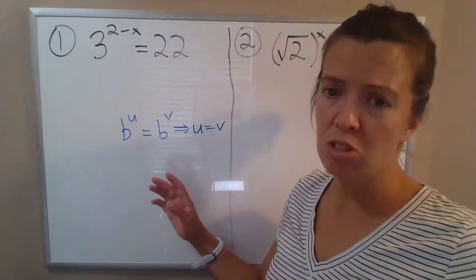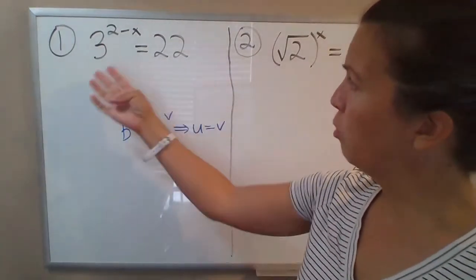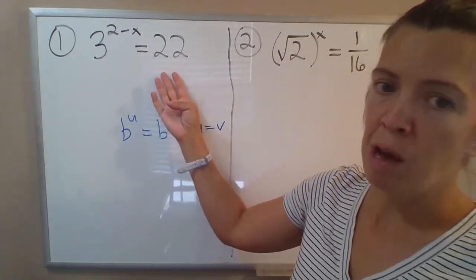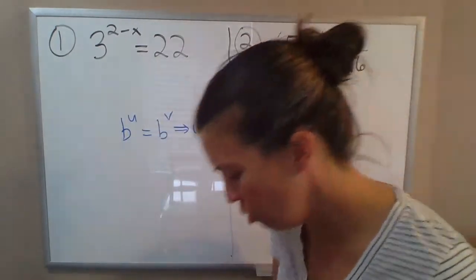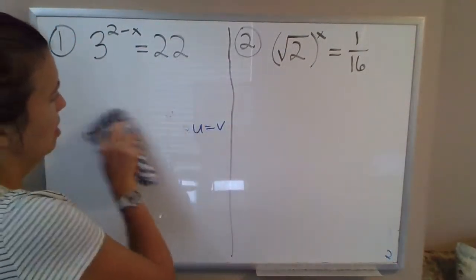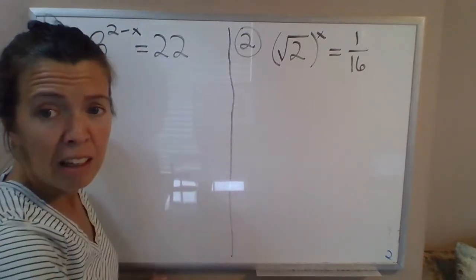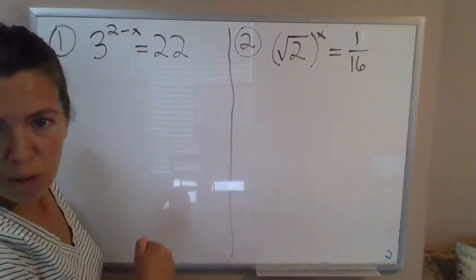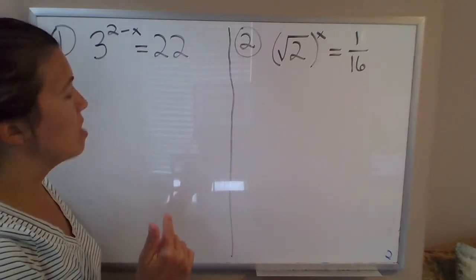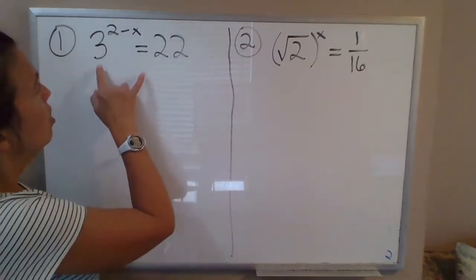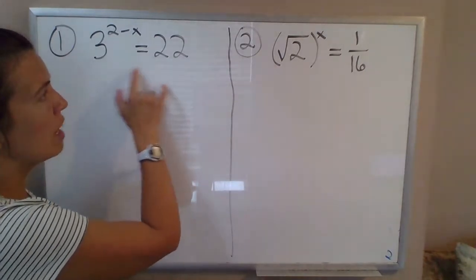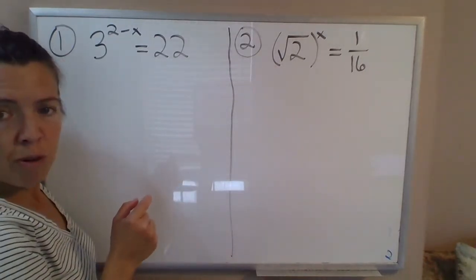So it's always wise to start out considering, okay, can I express both sides of this equation as a power of the same base? Well, 22 is not a power of 3, so that's not something that we could do easily. So instead, in this case, plan B is to take advantage of the inverse operation of exponential expressions, which is logarithms. If I want to get rid of the base 3 here, one way I can do that is take a logarithm of both sides.